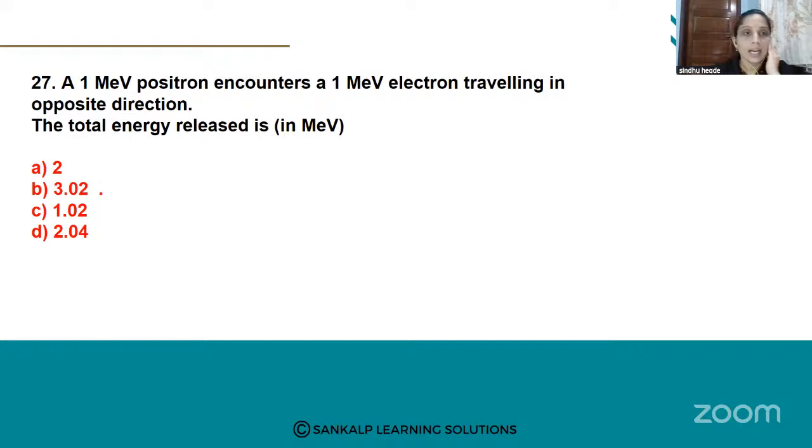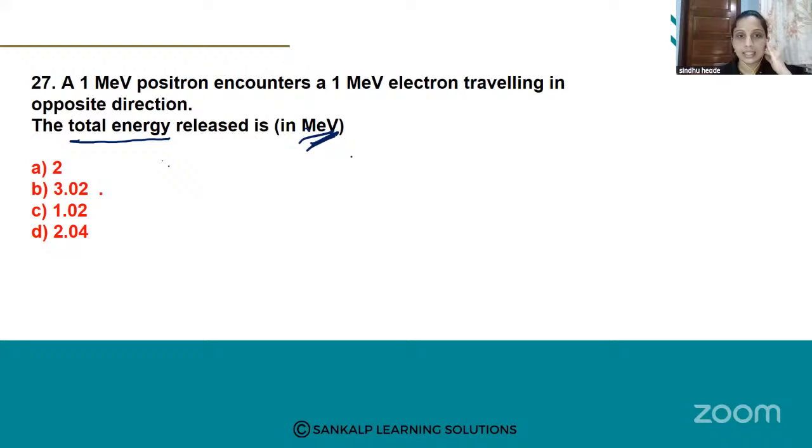A 1 mega electron volt positron encounters a 1 mega electron volt electron traveling in opposite direction. The total energy released is in mega electron volt. Here they ask the total energy. It is in mega electron volt. ಇಲ್ಲಿ ಕೊಟ್ಟಿರೋದು ಮೆಗಾ ಎಲೆಕ್ಟ್ರಾನ್ ವೋಲ್ಟ್ ಅಲ್ಲೇ, ಕೇಳಿರೋದು ಮೆಗಾ ಎಲೆಕ್ಟ್ರಾನ್ ವೋಲ್ಟ್ ಅಲ್ಲೇ. ಆಯ್ತಾ?